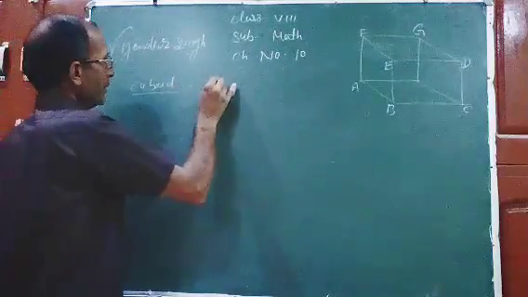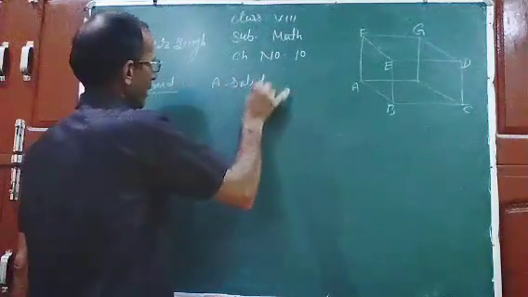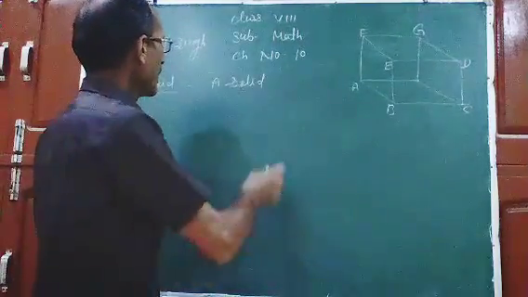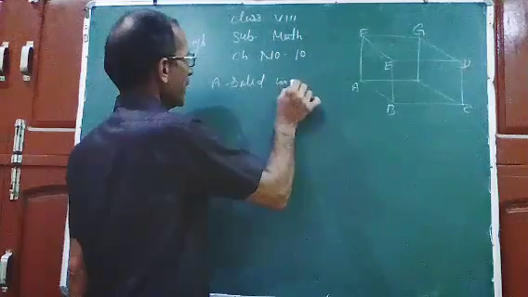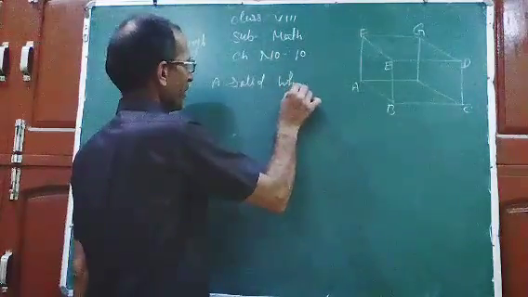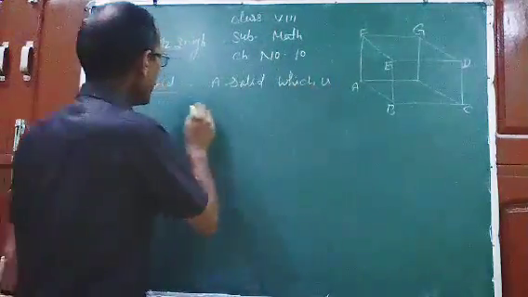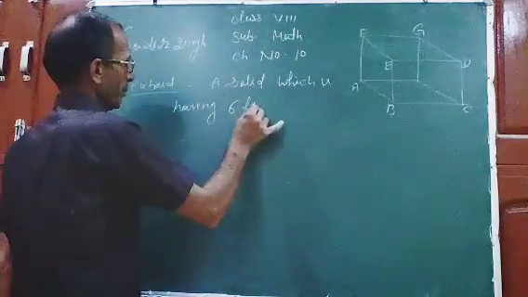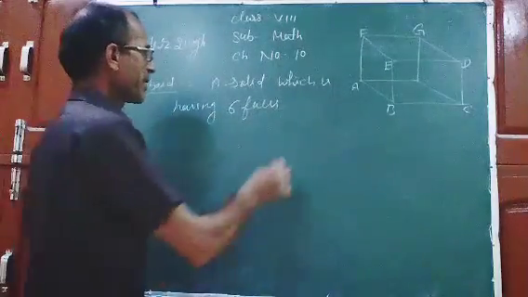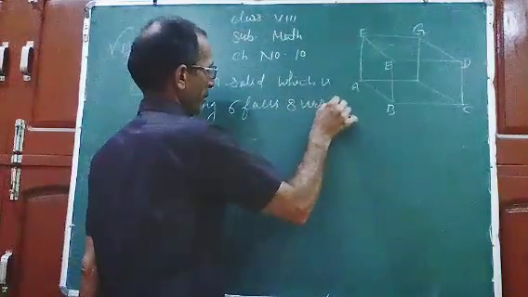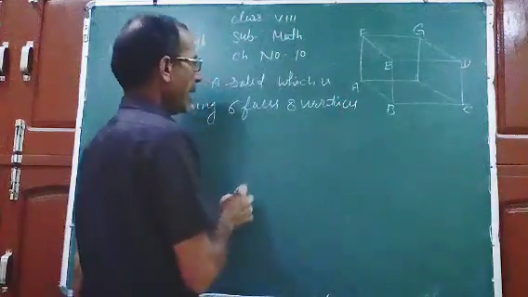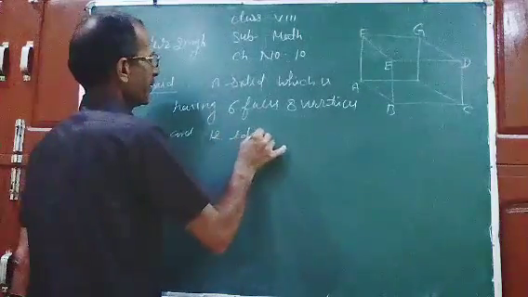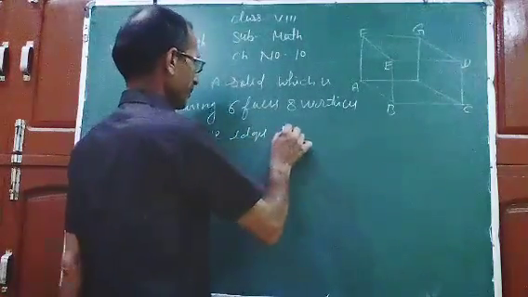So the definition of a cuboid: a solid. This is a solid shape, not a 2D shape. This is a 3 dimensional shape. A solid which is having 6 faces, 8 vertices, and 12 edges is called a cuboid.